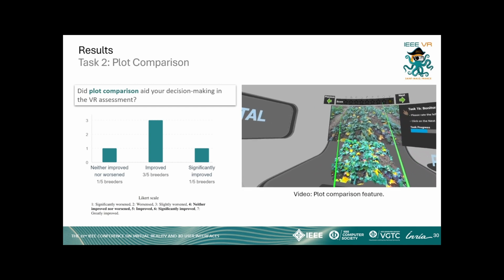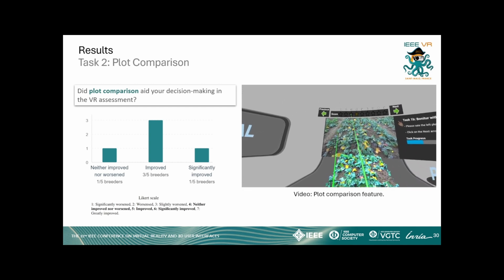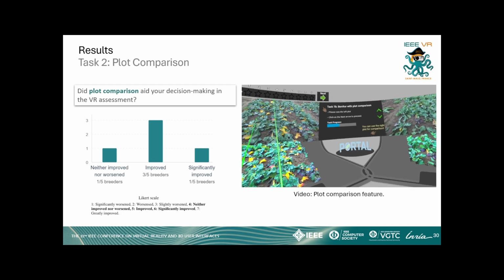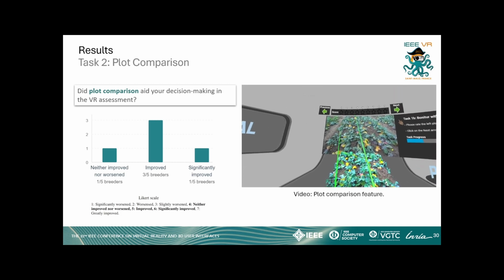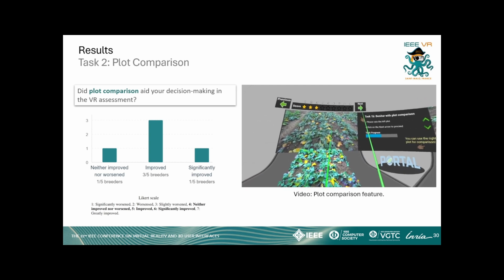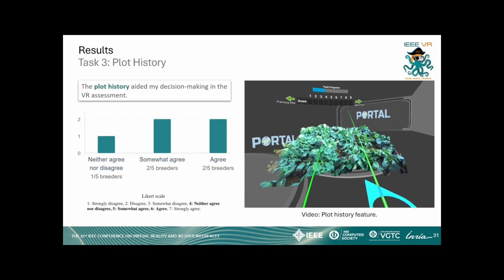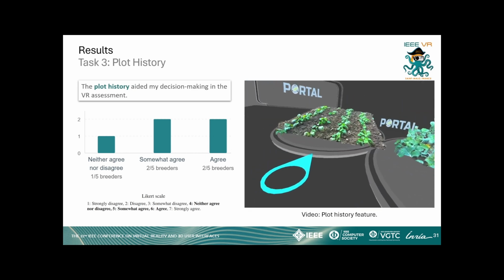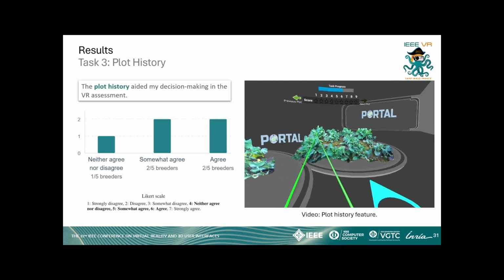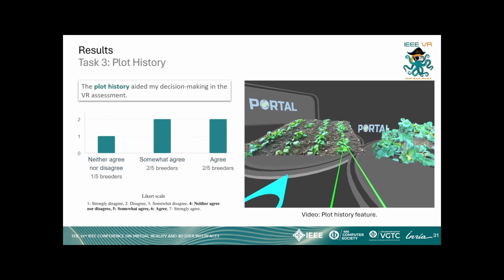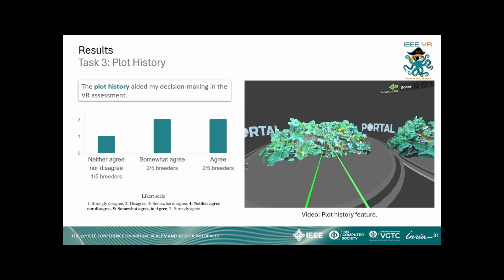When asked about the plot comparison feature from task 2 and how it aided their decision-making in trait assessment, 1 user rated it as significantly improved, 3 rated it as improved, and 1 was neutral. When asked whether the plot history feature helped their decision-making in task 3, the responses were generally positive. 2 users agreed it was helpful, 2 somewhat agreed, and 1 remained neutral.